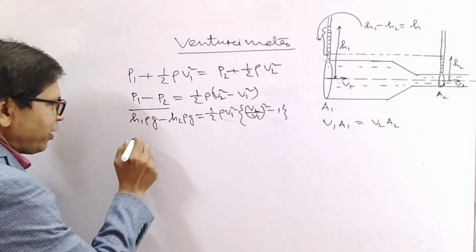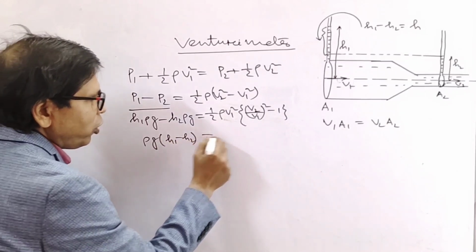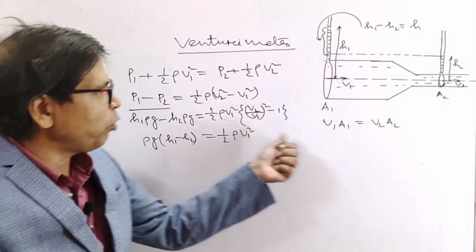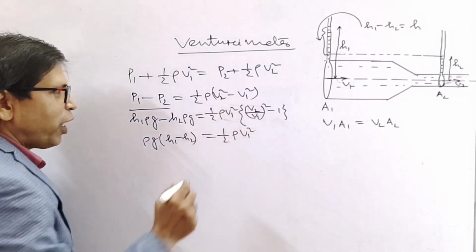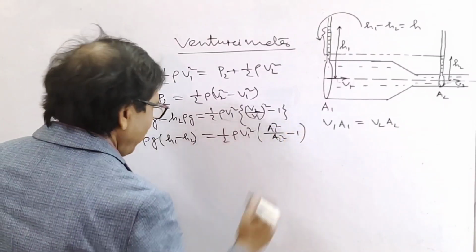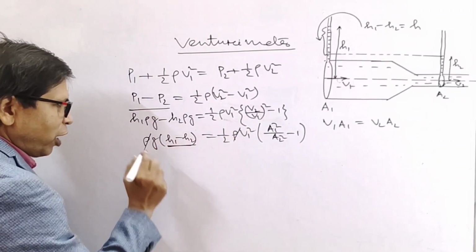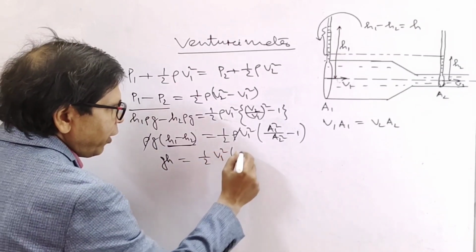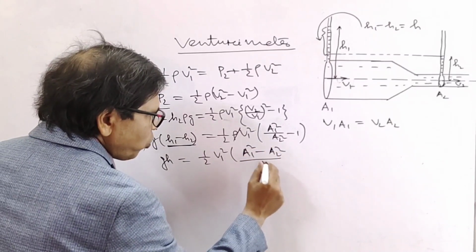Now rho g times (H1 minus H2) equals half rho V1 square times ((V2 by V1) square minus 1). V2 by V1 equals A1 by A2, so this is (A1 square by A2 square) minus 1. Now this rho and this rho cancel out, and H1 minus H2 equals H. So gH equals half V1 square times (A1 square minus A2 square) divided by A2 square.